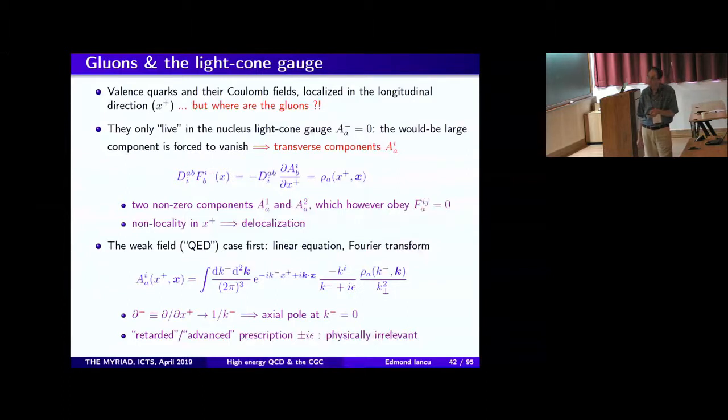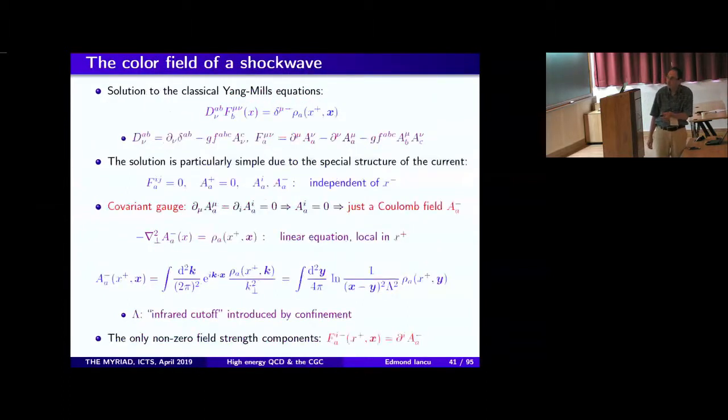Because what is A minus? Look at this expression. A minus is a Coulomb field. It is as in x plus as the original color charge. See? x plus is the same here and here. There's no locality. Because it's a linear equation, the fields created by different sources add incoherently with each other. So there is no nonlinear physics. So you may ask, what is the physics of saturation? Well, the physics of saturation is simply not there in this gauge. The idea of saturation is a gauge-dependent statement.